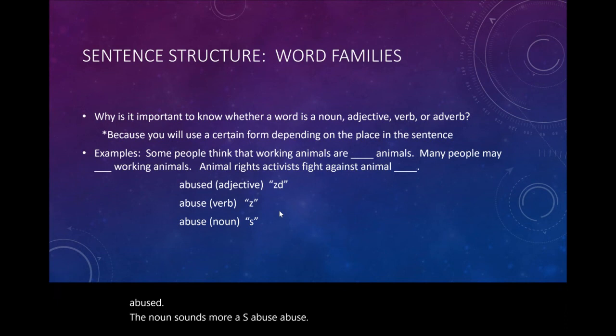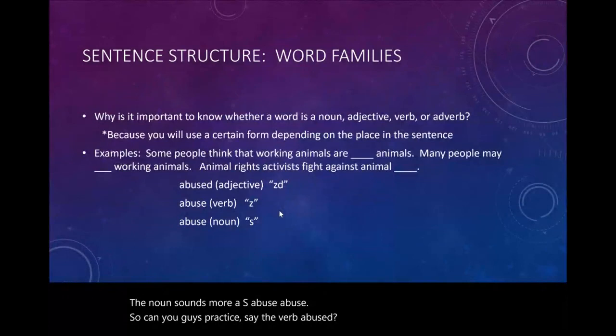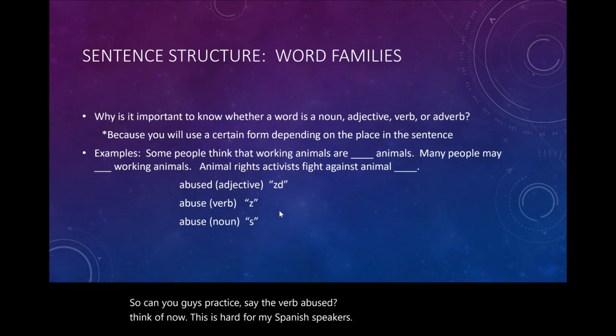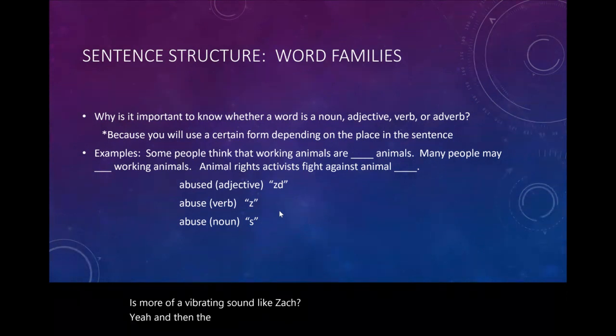So can you guys practice? Say the verb, abuse. Abuse. Abuse. Abuse. Now this is hard for my Spanish speakers. Because the Z is more of a vibrating sound, like Z. Abuse. Okay, yeah. And then the last one, the noun, is more like your normal S, abuse.